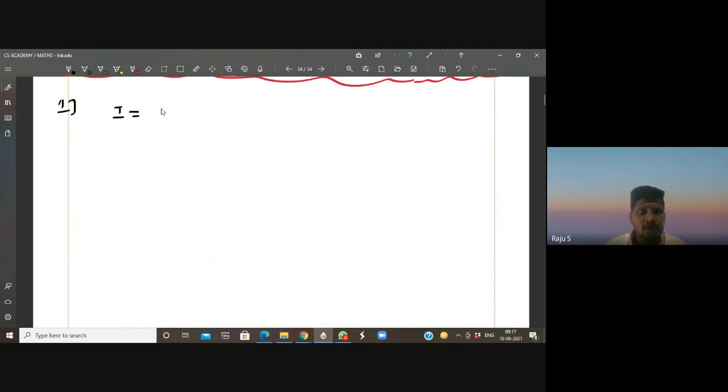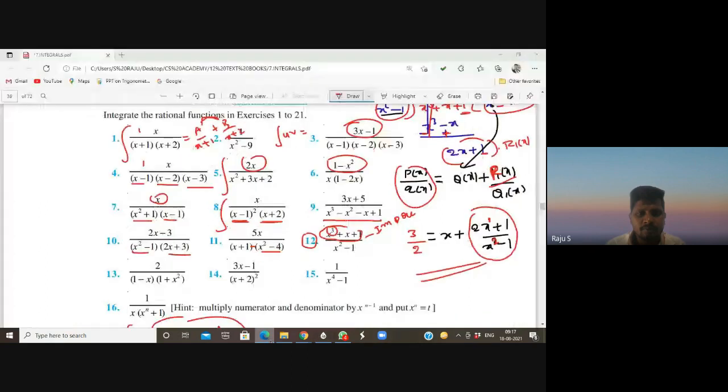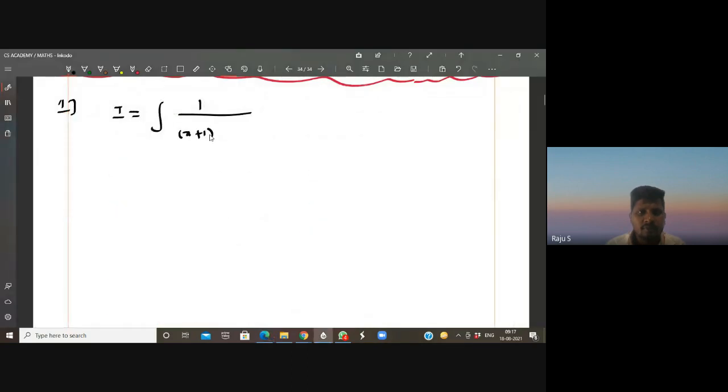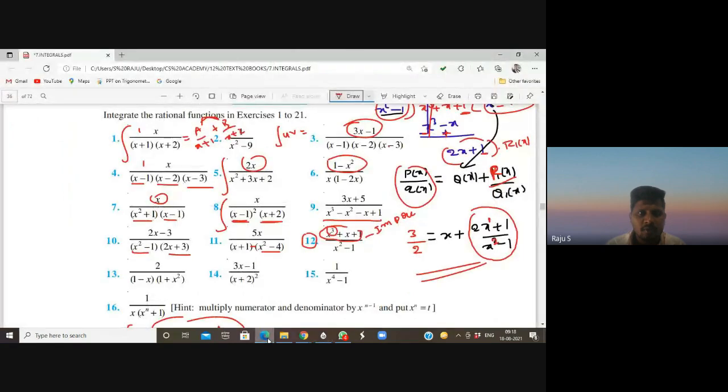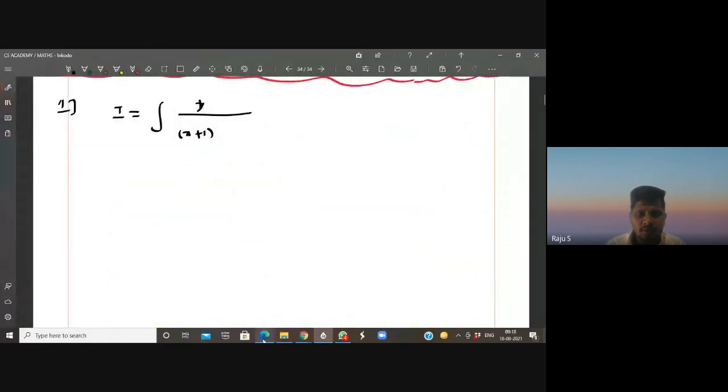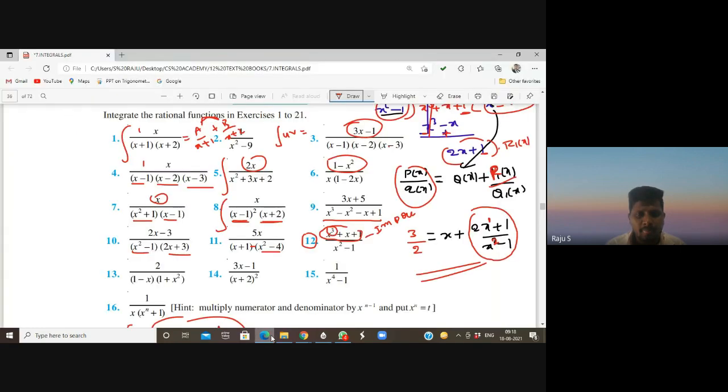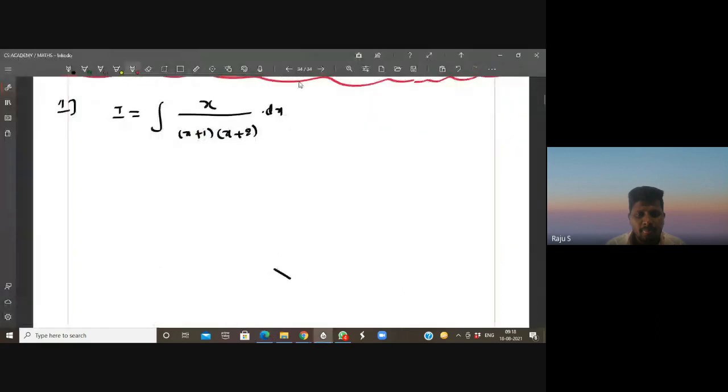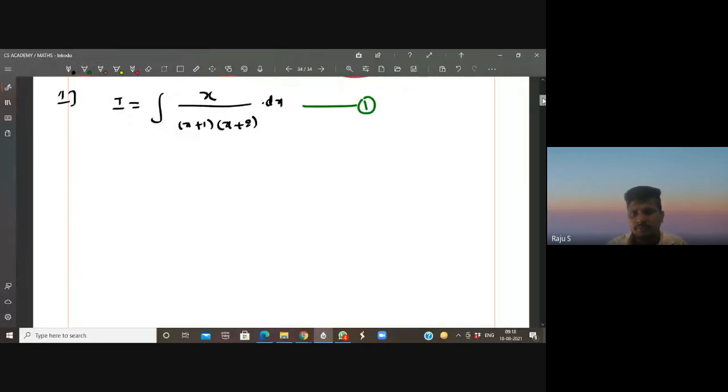I is equal to the integral of x by (x plus 1)(x plus 2) dx. Right, students? Okay, fine. You can take this as equation 1.